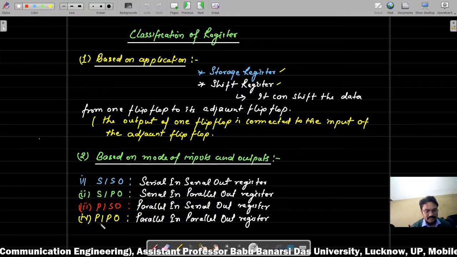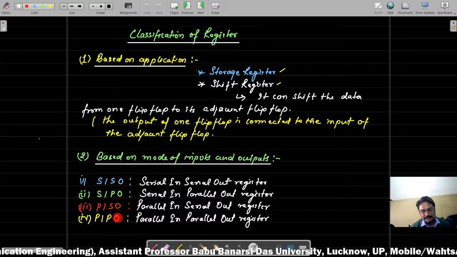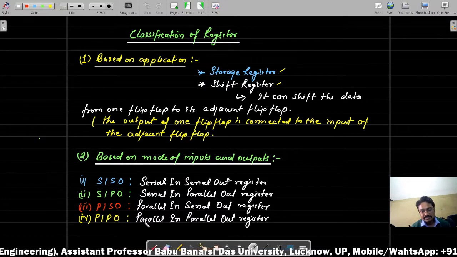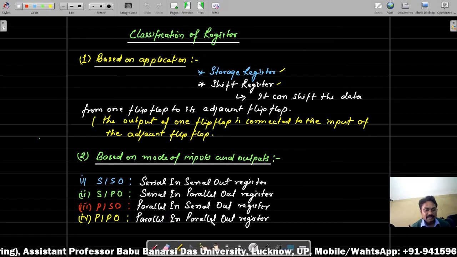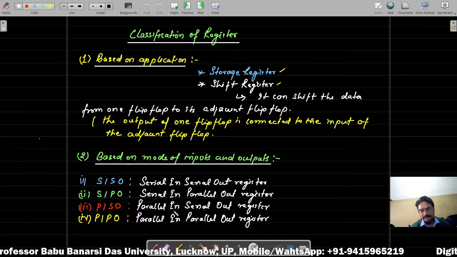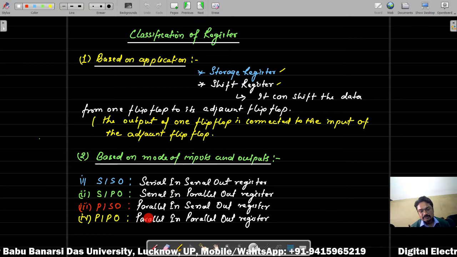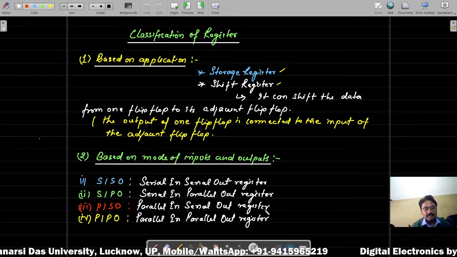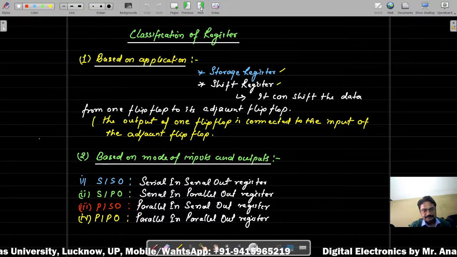fashion. And the fourth category is the PIPO, in which the data will be loaded in parallel fashion, and the stored data will be read out in parallel fashion. So that's why this is known as the parallel in and parallel out register.